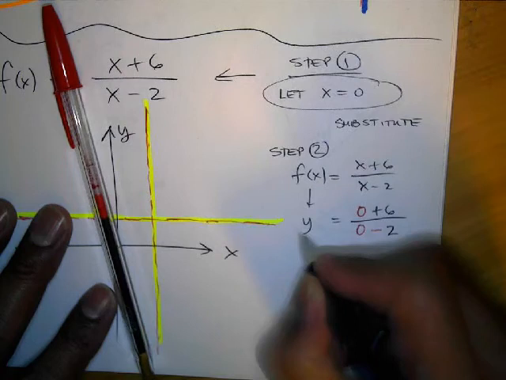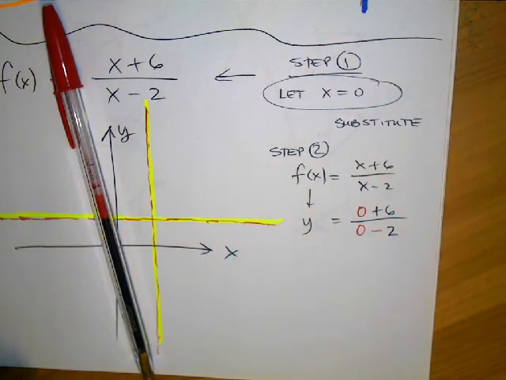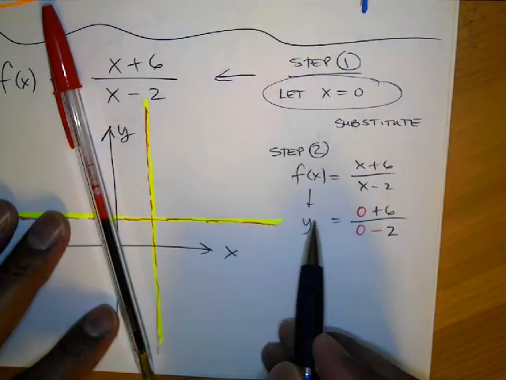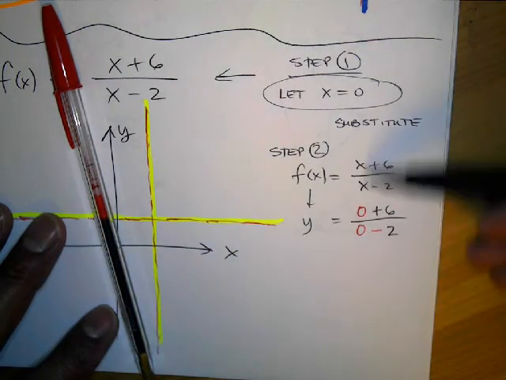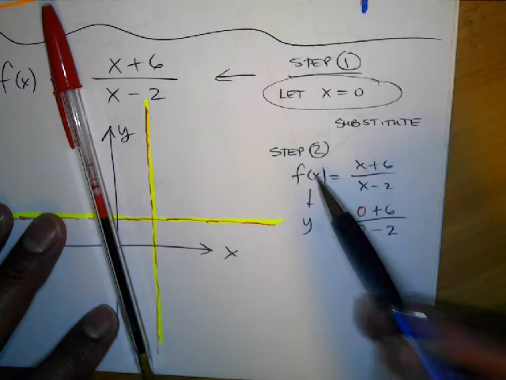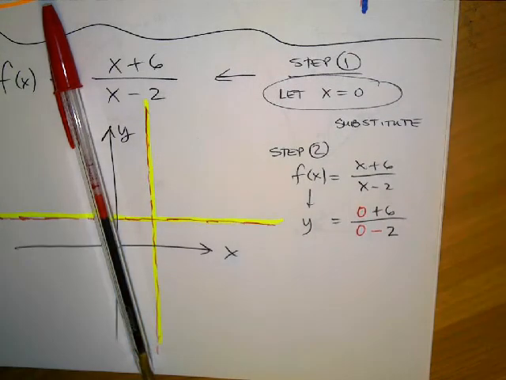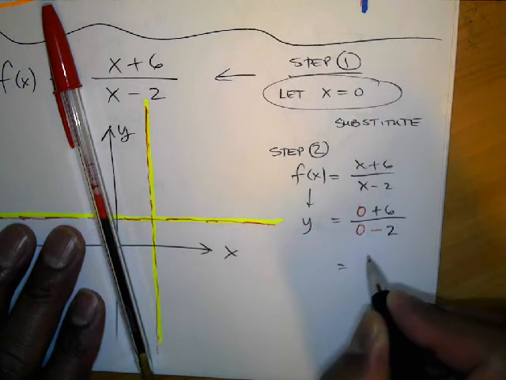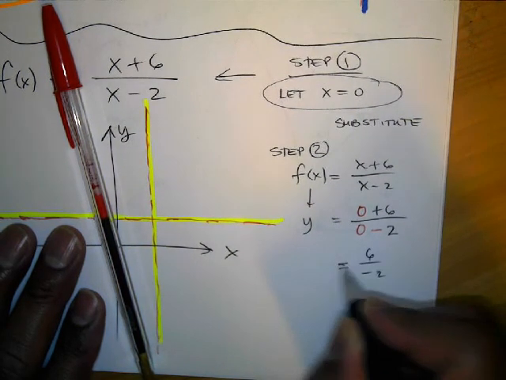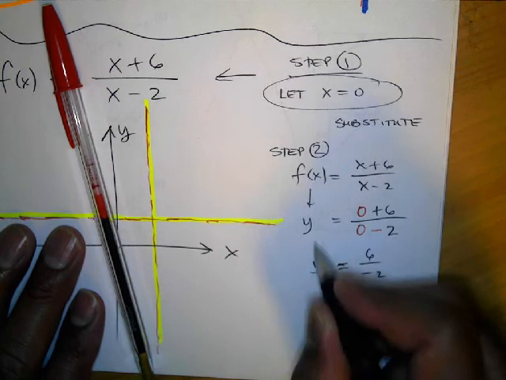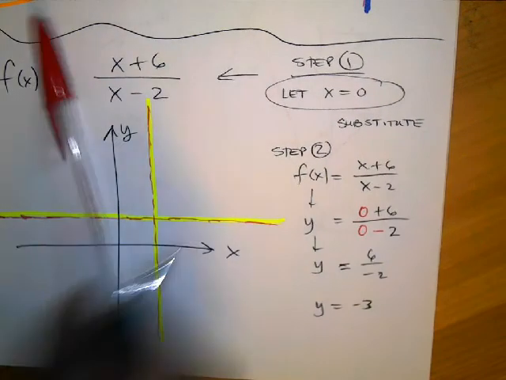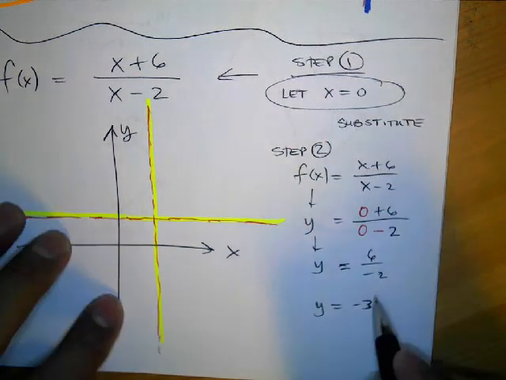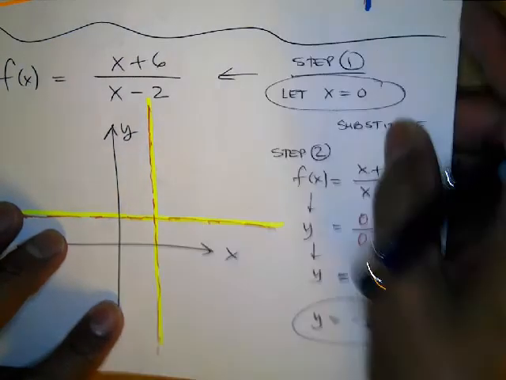And not only that, do you remember that f of x is also like y? That's our y, but when they're functions, they use these fancy letters. I'm going to let x equal 0. The x's are over here, don't put it over here. Right here. Well, when x is 0, you're going to get 6 over negative 2. That means you're going to get y is equal to negative 3. What does that mean?